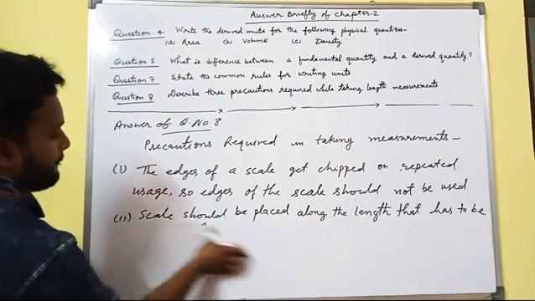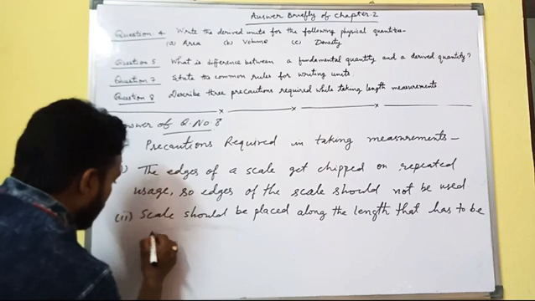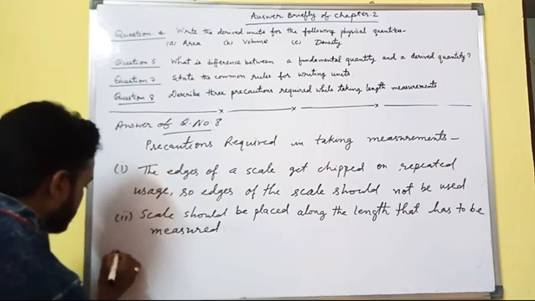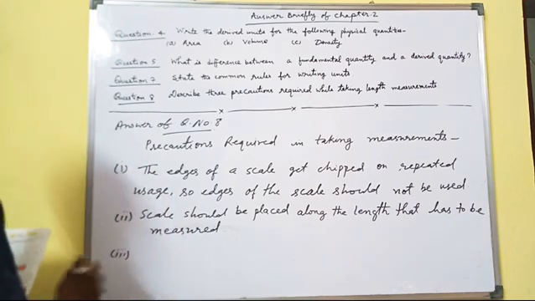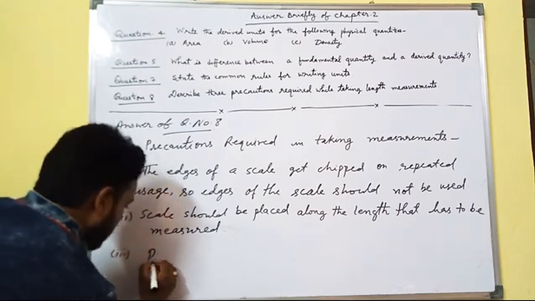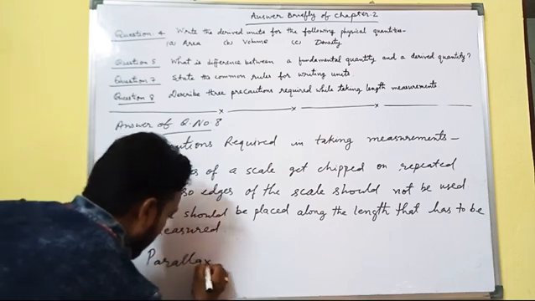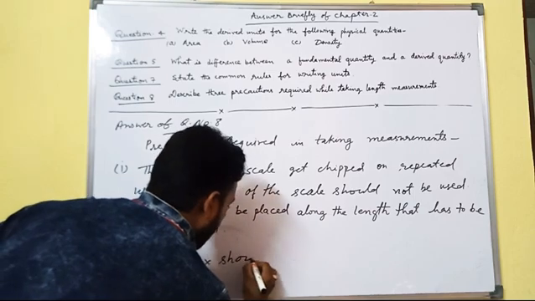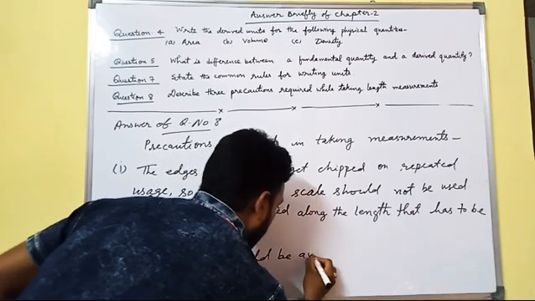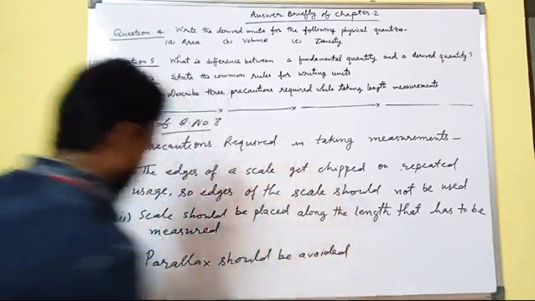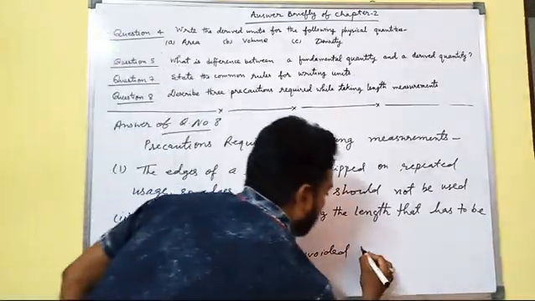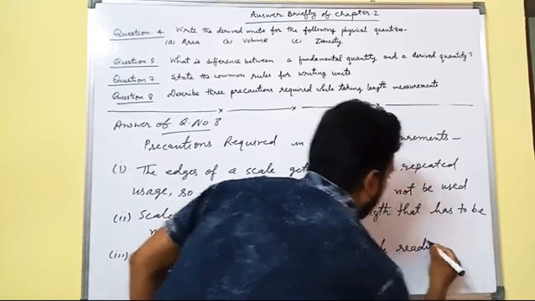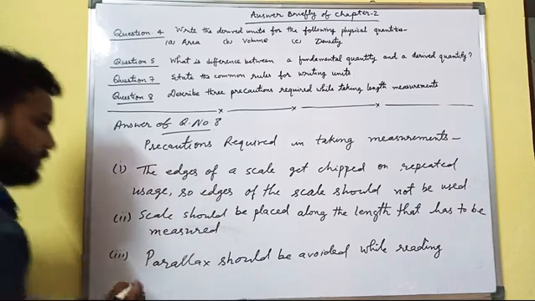Now the last, third point: parallax should be avoided while reading the scale.